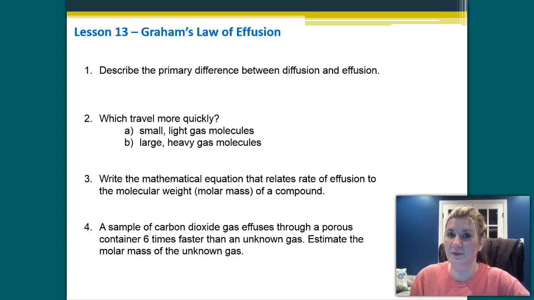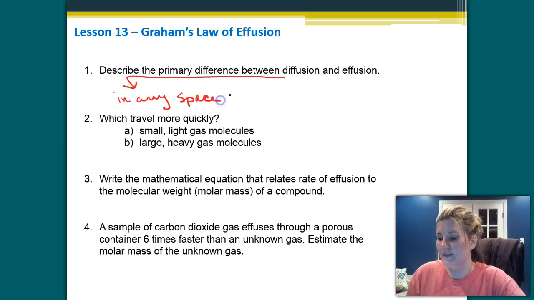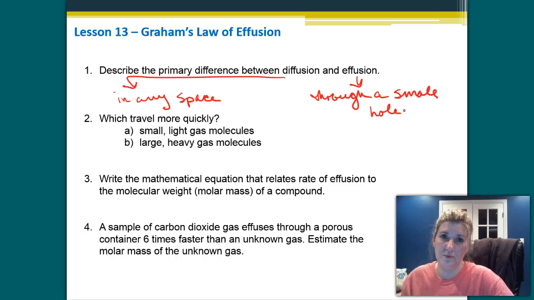The primary difference between diffusion and effusion is that diffusion is in any space, and effusion is through a small hole. Okay, so what's happening in any space and through a small hole?